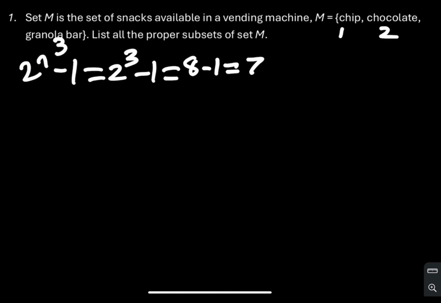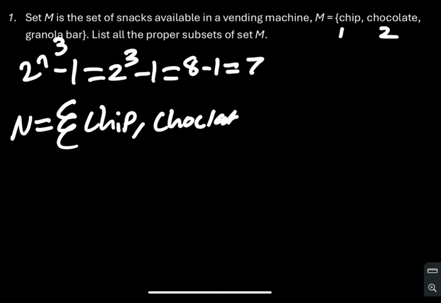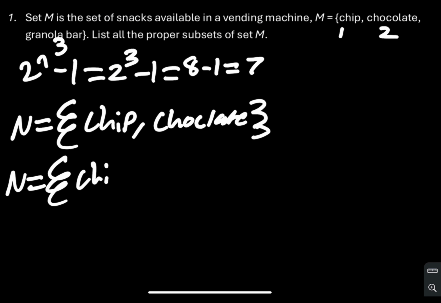So we have set M, so let's start off with our first combination. So since we're starting at 3, we need to have 2 elements in our first combination. So all these sets I'm going to label as set N. All these are going to be proper subsets. So N, we're going to do the first combination. We're going to say it's going to be chips and chocolate in the first one. In the second one, we're going to swap out chocolate for granola bars. So you have chips and then granola bars.